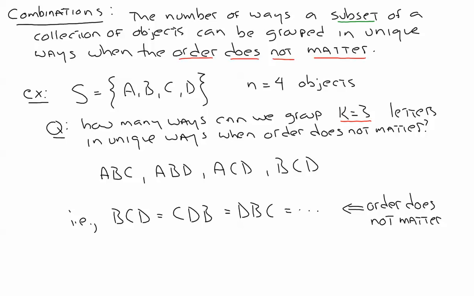For purposes of combination, the order does not matter. All right. There's a formula that will allow us to calculate the number of combinations, and it looks like this. Combinations of n things taken k at a time equals n factorial divided by k factorial, also divided by n minus k factorial.